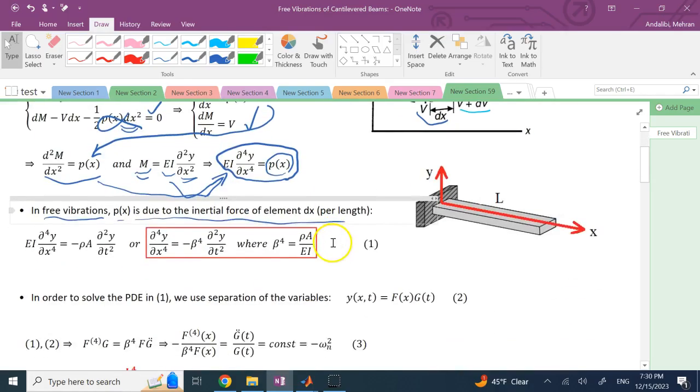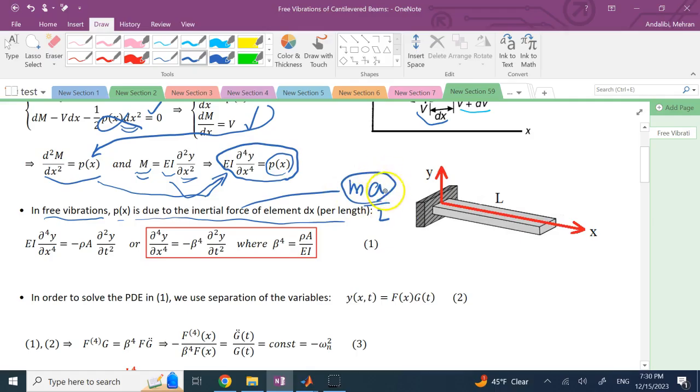Okay, so going back, as I said, this force Px is due to inertial force, and by inertia we mean force equals mass times acceleration. So this kind of force we are talking about. Or in other words, the sum of the forces equals mass times acceleration, right? And here, remember, P is not the force, it's force per length. Now, if this is my force and I divide it per length, what do I get?